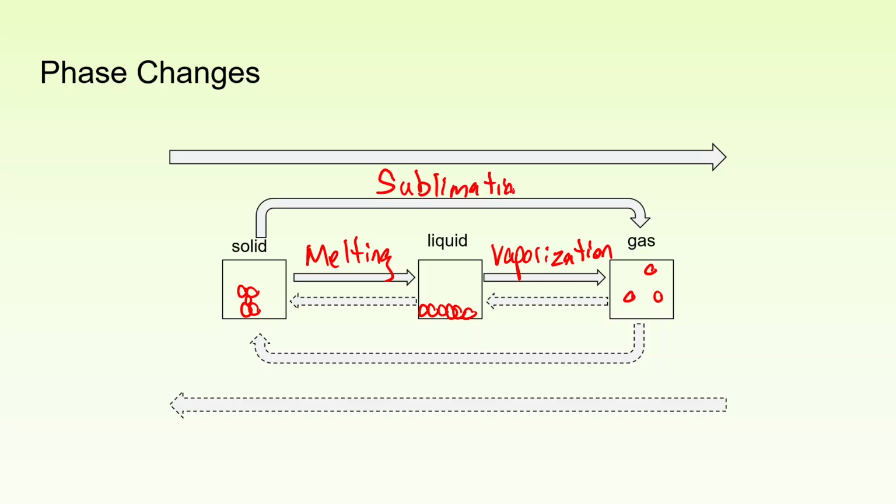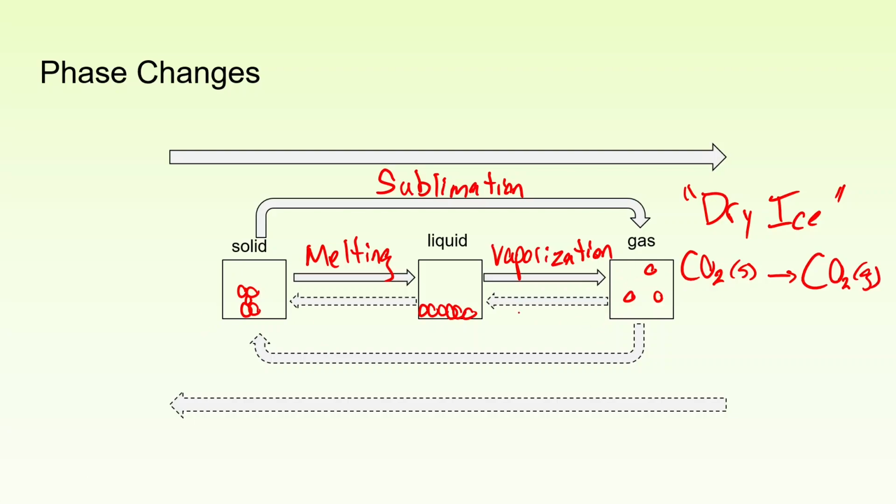Now, a substance that you may have heard of that does sublimation would be called dry ice. Why is it called dry ice? Because it skips the liquid phase. It doesn't get wet. Really, all dry ice is solid carbon dioxide. And what it does is it skips the liquid phase and goes straight into the gas phase. It does sublimation.